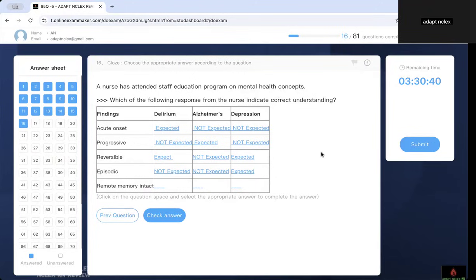We can treat it. Whose memory will be lost, right? But they're going to keep remote memory. It's mostly the Alzheimer's patient, expected. You don't see this in delirium or depression. This is the way I want you to know them. Thank you for watching. Number 16 is a key concept. I want you to mark it and come back to it every time.